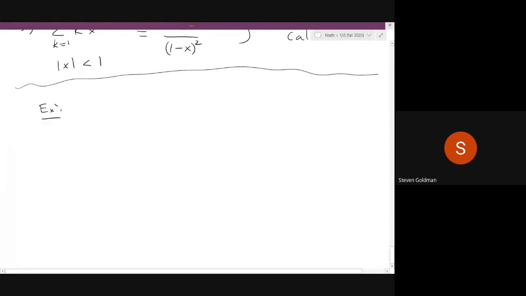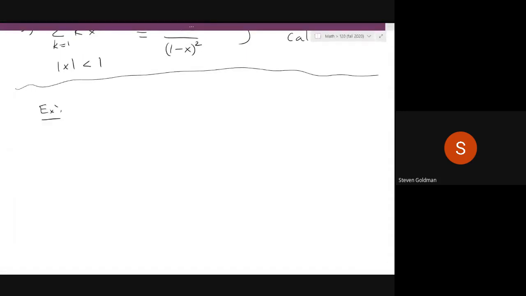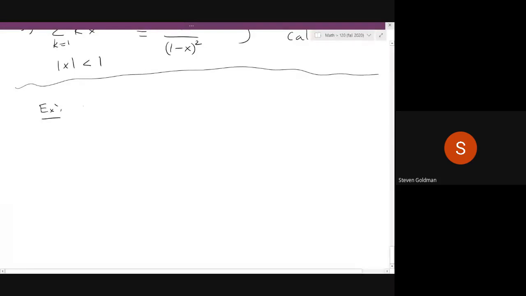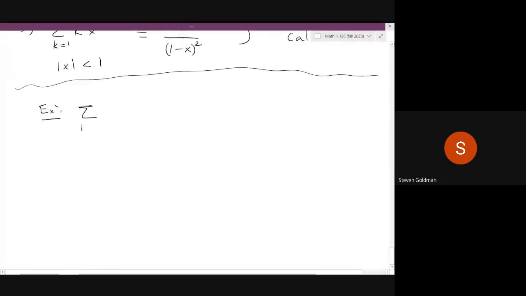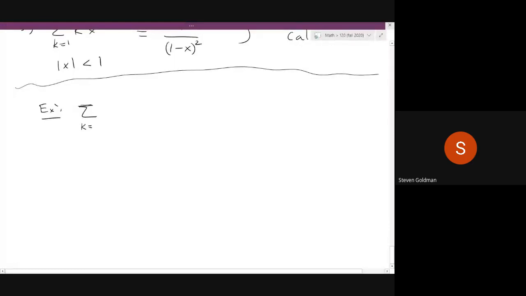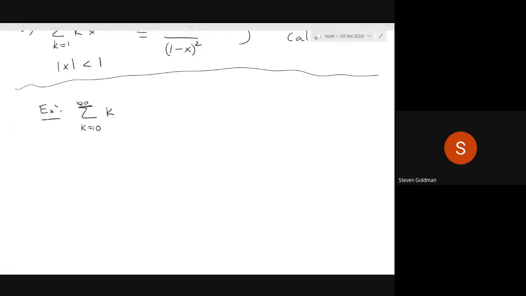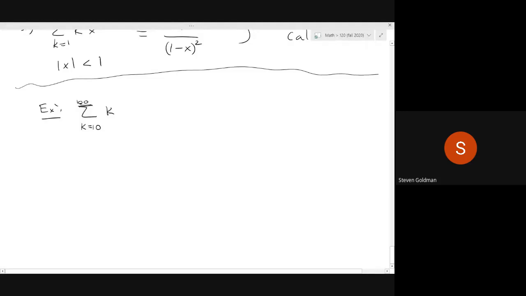So let's say I ask you the following. What is the sum from k equals 10 to 100 of k? How would you evaluate this? The sum from k equals 10 to 100 of k.